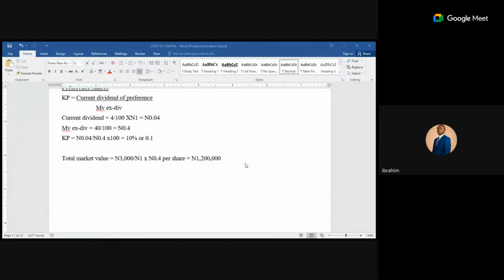So what is the next source of finance, class? Redeemable bond. So if it is a redeemable bond, what are we going to use to determine the cost of the redeemable bond? We use internal rate of return.